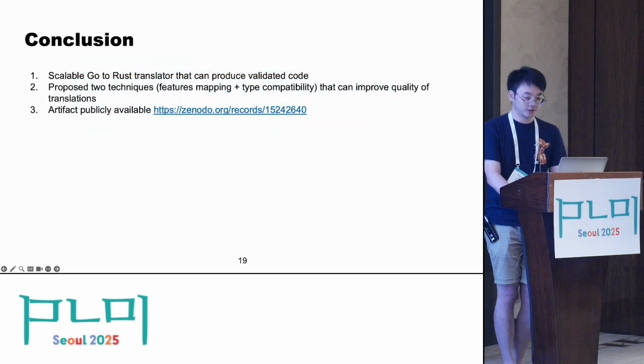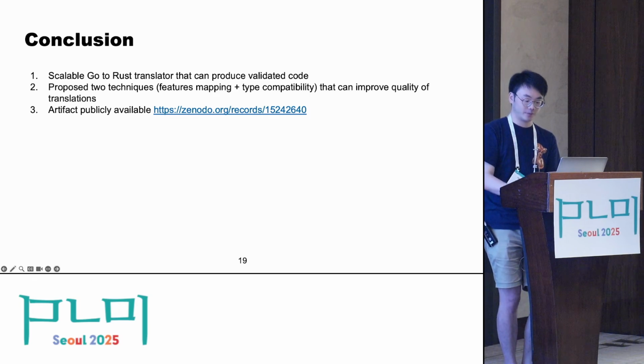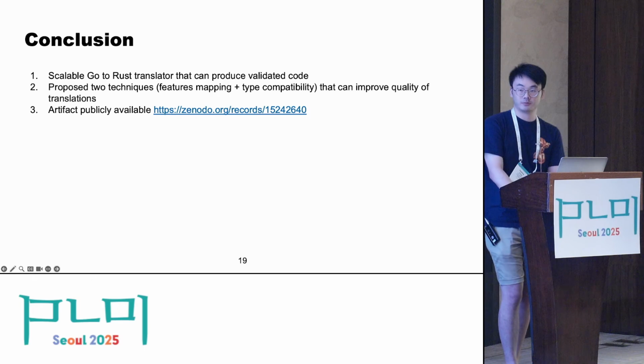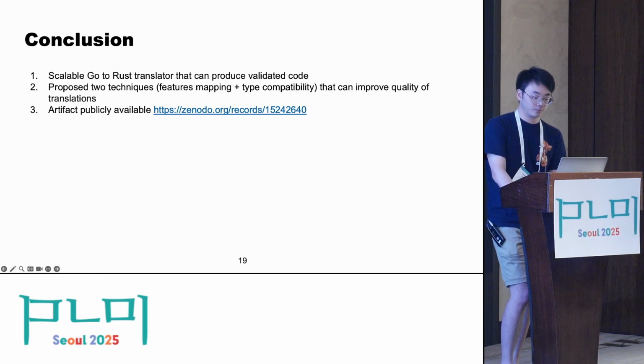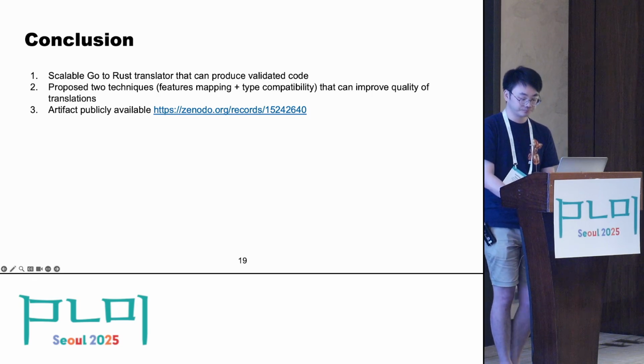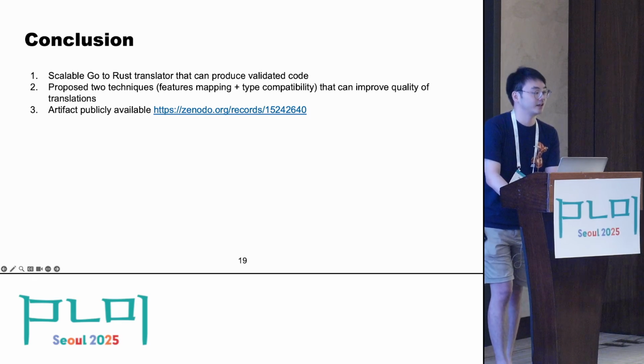So as a conclusion, in this work, we developed a scalable Go-to-Rust translator that can produce validated code. We propose 2 techniques, feature mapping and type compatibility, that can improve the quality of the translations. You can find our public artifact at this URL, and a public GitHub repository is coming out soon as well. That's all for my talk. Thanks so much for listening, and any questions are welcome.